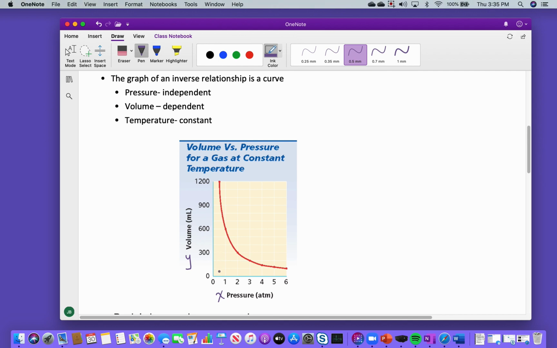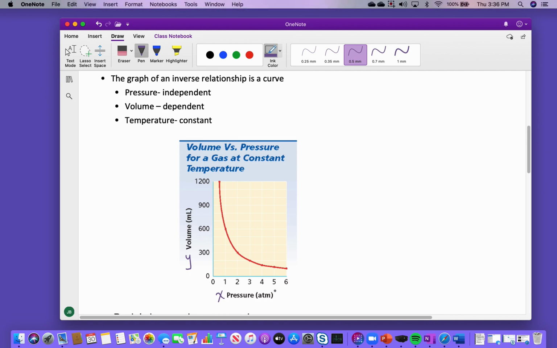Now, in a direct relationship, which we are going to see next week for Charles and Gay-Lussac, we're going to see that we get that diagonal straight line. Okay, so this is once again some of the things that makes Boyle's law different from our other gas laws. We see an inverse relationship, and the graph looks different because of that inverse relationship. We get that curved line.